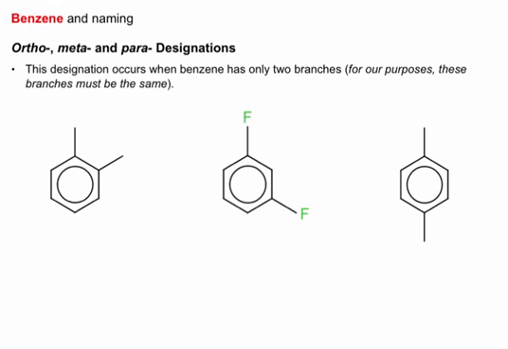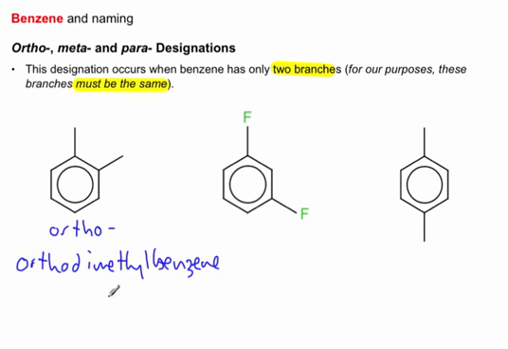Let's carry on. Another way to name benzenes is something known as ortho-meta-para designation, and for our purposes we're dealing with two branches that are the same. Okay, so when we have two branches that are the same, we can simplify it a little bit. So this is the ortho designation, and so we can name that now, and if you notice there's benzene and these are methyl groups, so we can call it ortho-dimethylbenzene. Well, why didn't we just call it 1,2-dimethylbenzene?